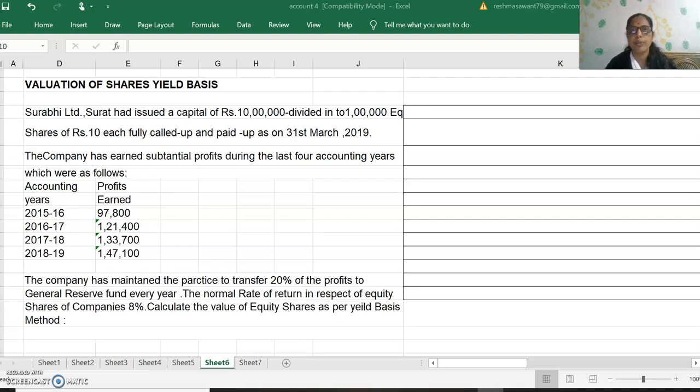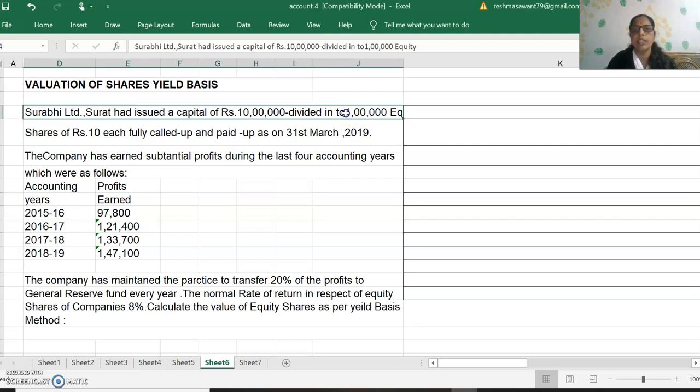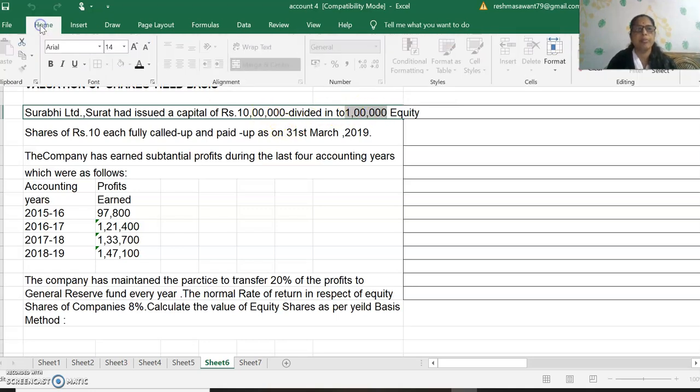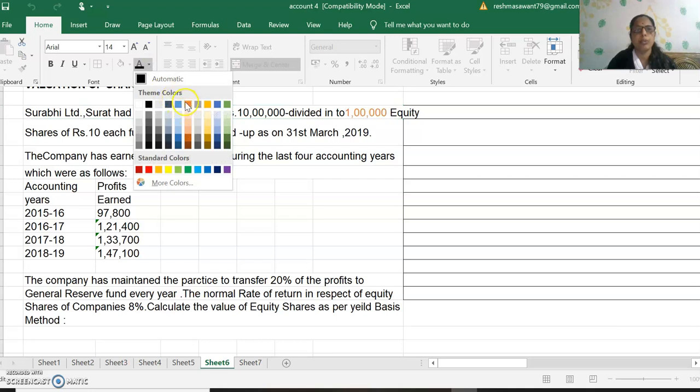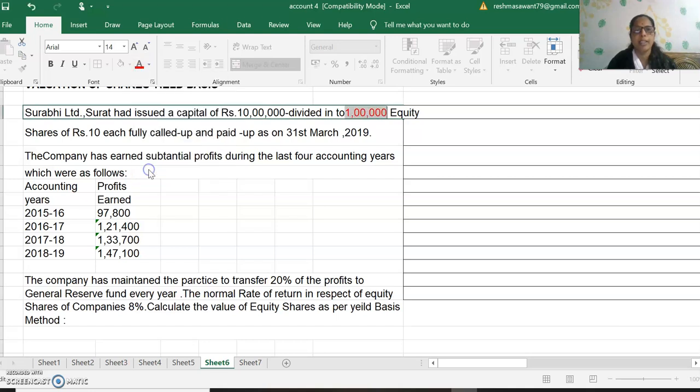In the yield basis method, we have to calculate some basic points. First, we have to understand what the question is and what its requirements are. Surat Limited had issued a capital of 10 lakh divided into 1000 equity shares of rupees 10 each, fully called up and paid up as on 31st March 2019. There is no balance sheet, but they mention the number of equity shares.